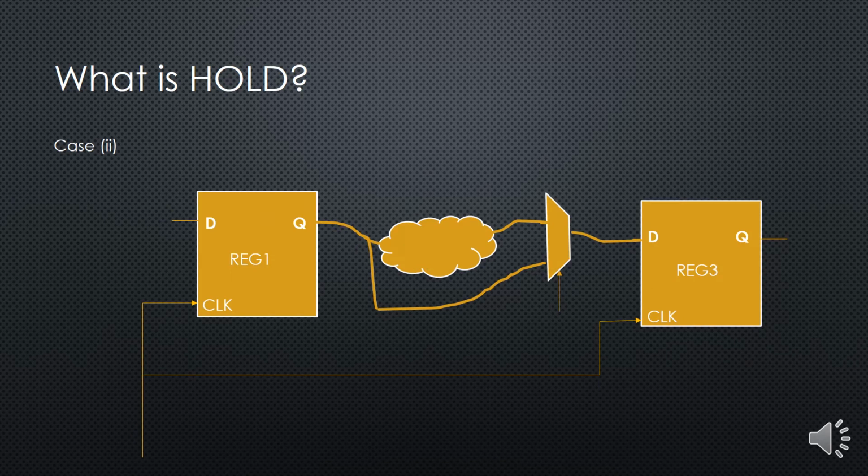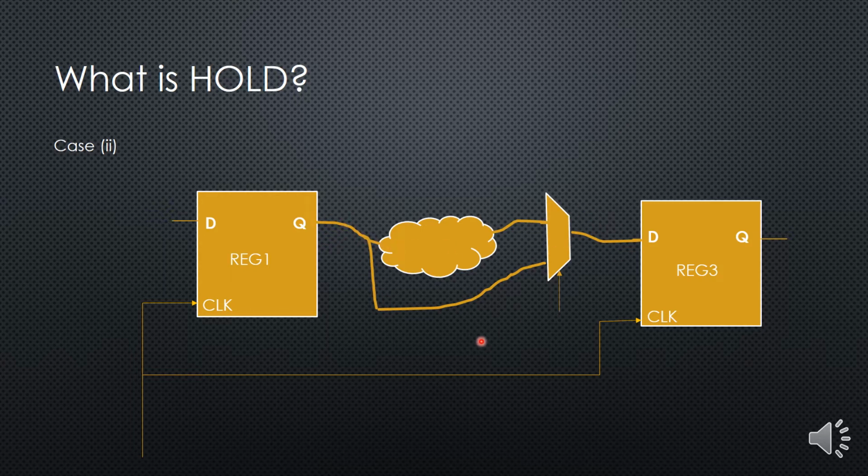Next, case 2. Here you can see we have two registers again, register 1 and register 3. But the data is muxed and is going to register 3. So we can say we have two paths over here. One is from Q through this combinational path and the mux to D. The other one is from this Q straight to the mux, and then to the D pin. So we can say the first path is the longest path and the second path is the shortest path.